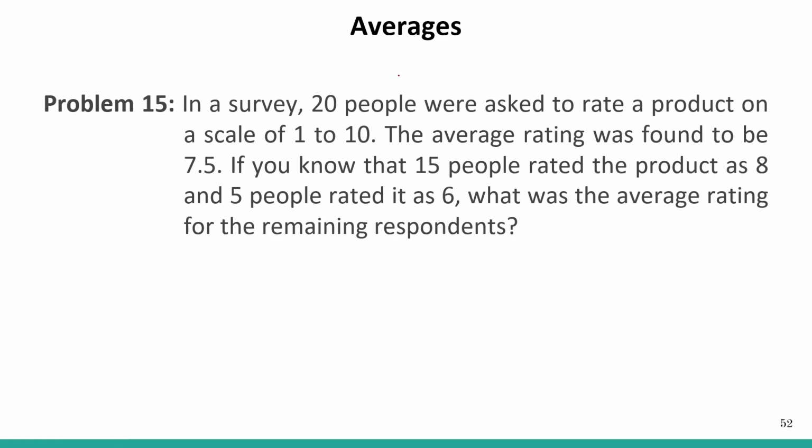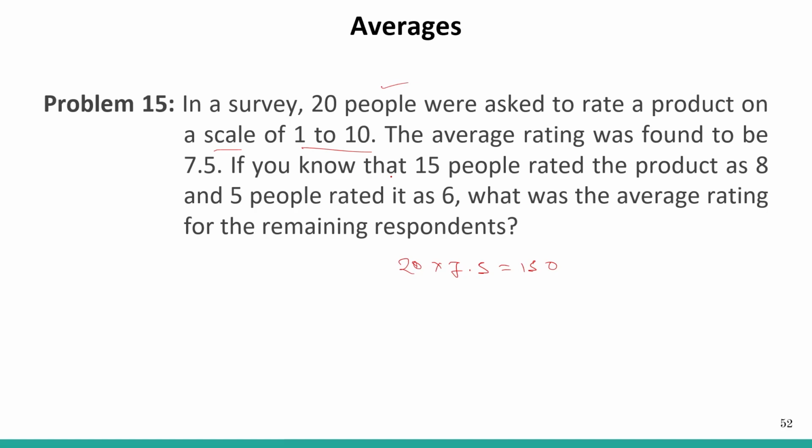So in a survey, 20 people were asked to rate a product on a scale of 1 to 10. So the average rating was found to be 7.5. Okay. 20 people were asked to rate a product. Okay. And average was 7.5. So 20 into 7.5 is equal to 150. Okay, so the total of the ratings is this much.